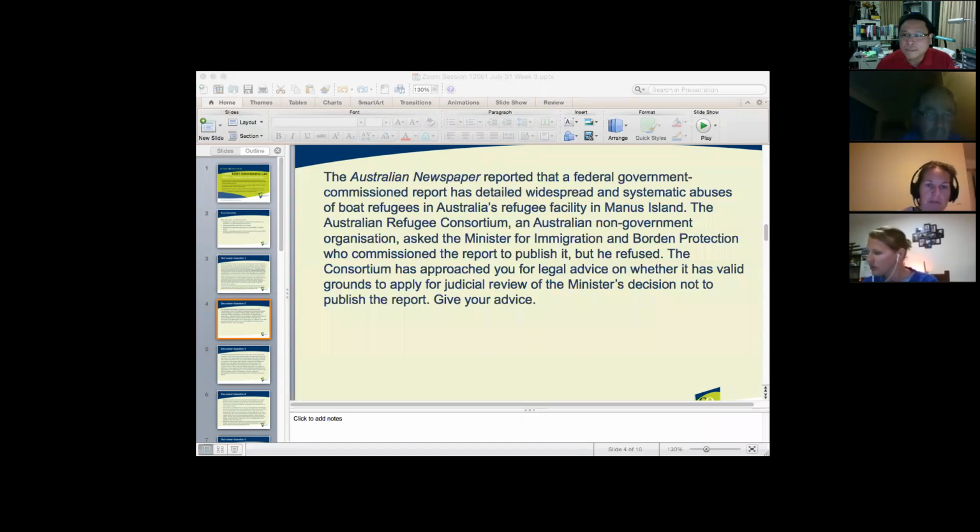I'd say that the consortium cannot apply for a judicial review because the consortium is not aggrieved by the decision in accordance with the ADJR section 5.1, which states that a person who's aggrieved by a decision can apply to the court for an order of review. In this case, though, that consortium is not a party and they're not aggrieved, so I said no.